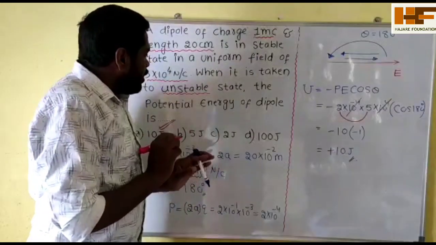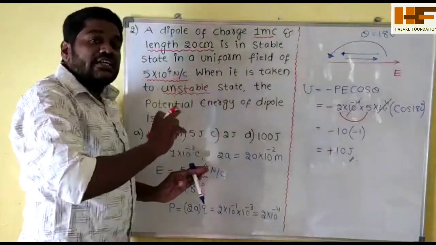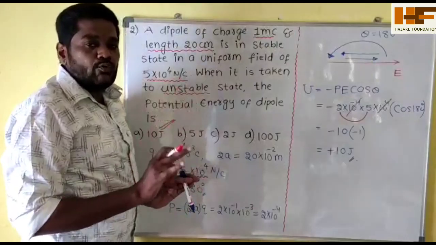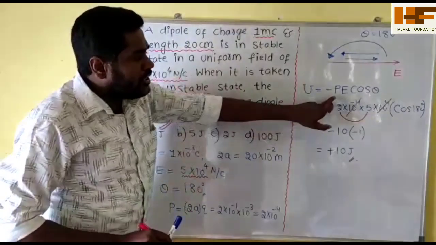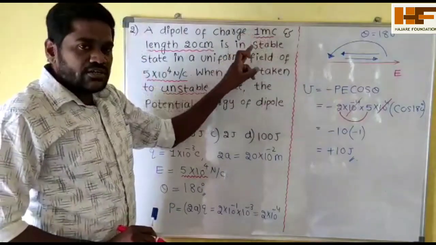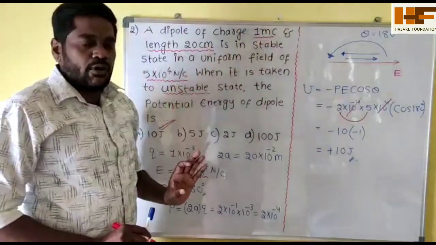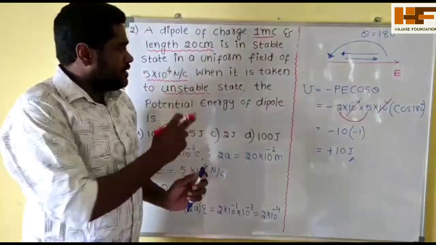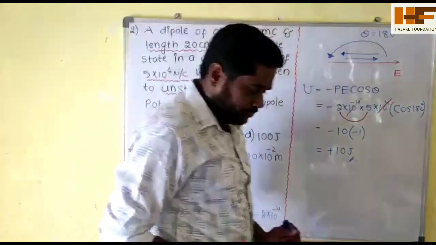Here the point to remember is: what is the meaning of unstable? Theta is equal to 180. Also, if they do not give the dipole moment directly, they will give the charge of the dipole and the length of the dipole. And this is the second problem for you people.